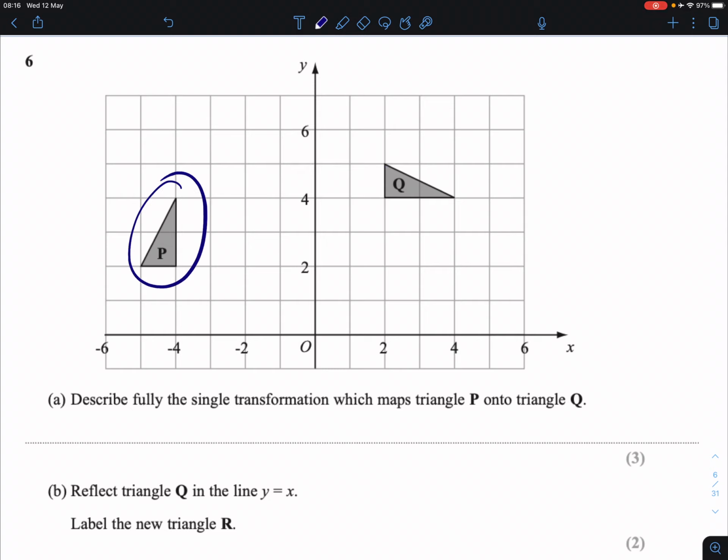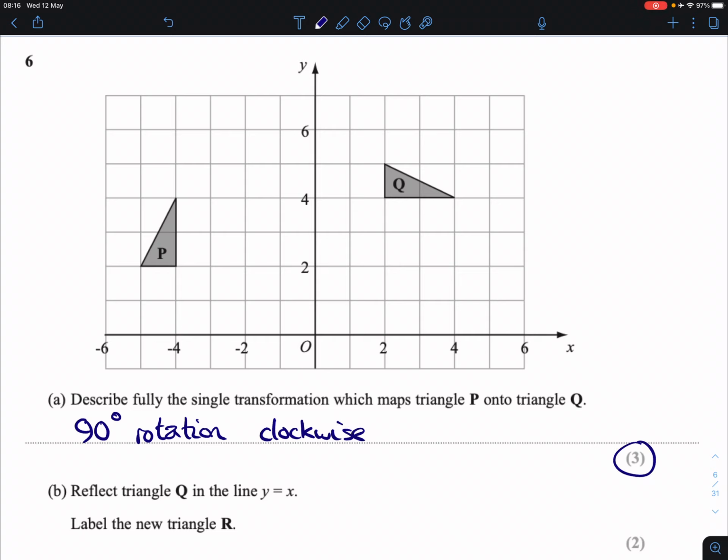If you trace this and do rotations until it looks like this, you will find that a 90-degree rotation clockwise will make P look the same as Q. So that's 2 marks out of the 3. The third mark that we need for this is in order to know where we rotate about, what point do we rotate about. So for example, if I put this point here, then this triangle ends up being there. Now basically this part rotates 90 degrees clockwise around like that.